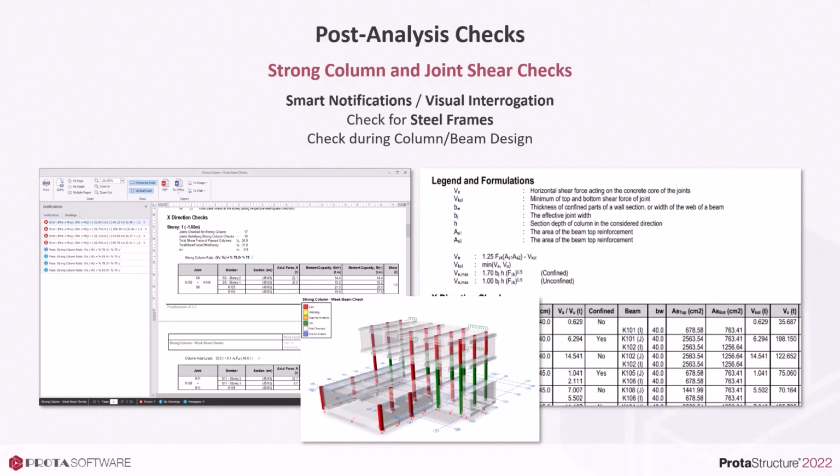ProtaStructure can perform strong column checks of reinforced concrete and steel special moment resisting frames according to ACI, Eurocode, and Turkish earthquake codes. In addition to new code coverage, the strong column weak beam and joint shear check reports are written from scratch to include more visual components with intelligent notifications. Strong column, weak beam, and joint shear checks can now be reviewed for a single column and beam while designing their reinforcement. In this way, you can fine-tune the design while keeping an eye on the global seismic checks. The status of these checks can also be reviewed using the new visual interrogation options.